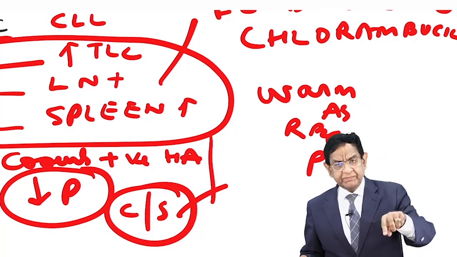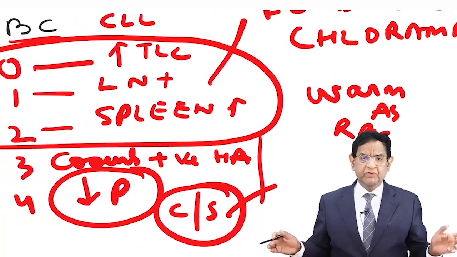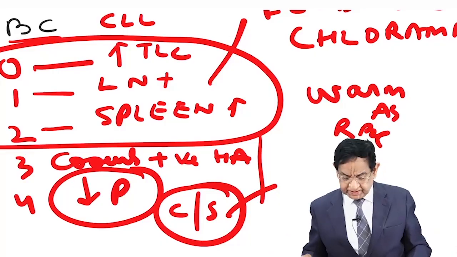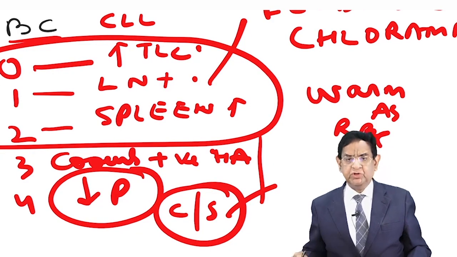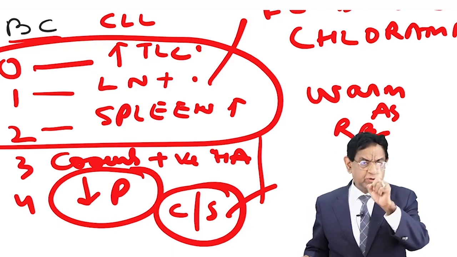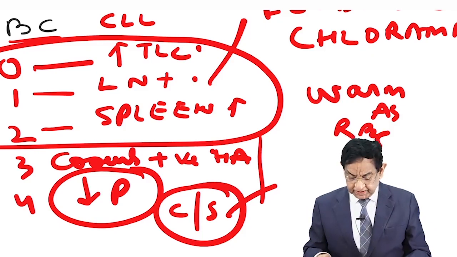The question can be asked this way also: which of the following is the most advanced stage of disease? Increased TLC count, lymph nodes, spleen, anemia and thrombocytopenia. Your answer should be thrombocytopenia. So now let's go back to the question again.